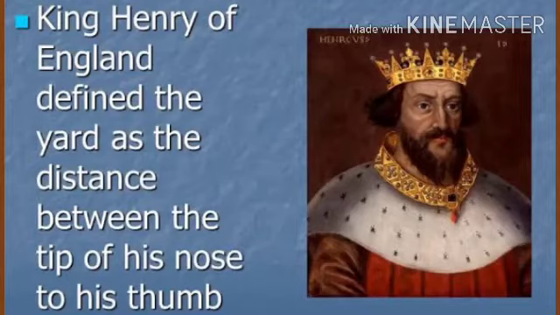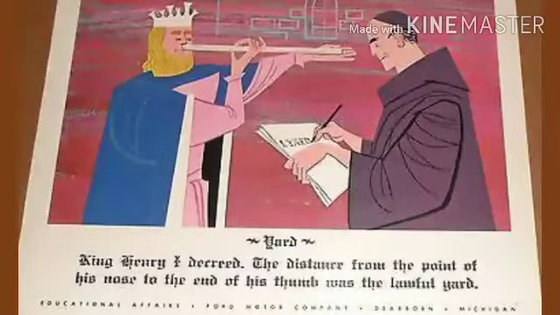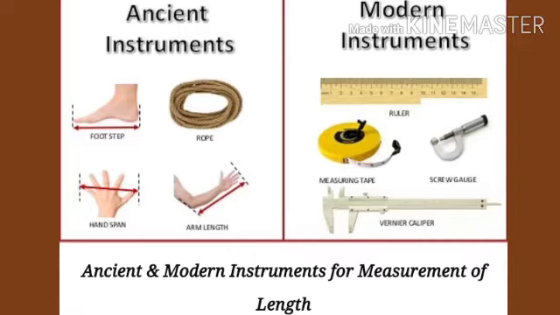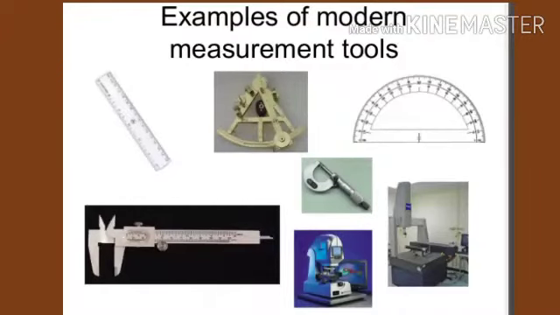In the 12th century, King Henry I of England fixed the yard as the distance from his nose to the thumb of his outstretched arm. However, nowadays we have specialized and accurate measuring tools like scale, compass, measuring tape, ruler, square, laser measure, and vernier calipers.